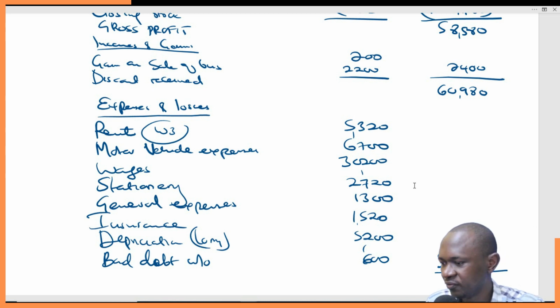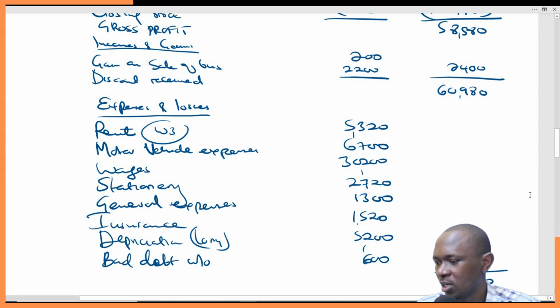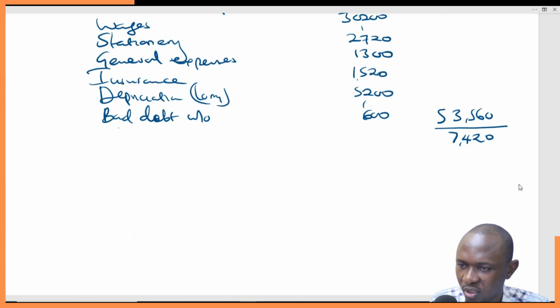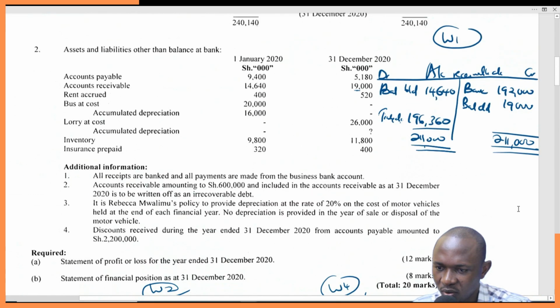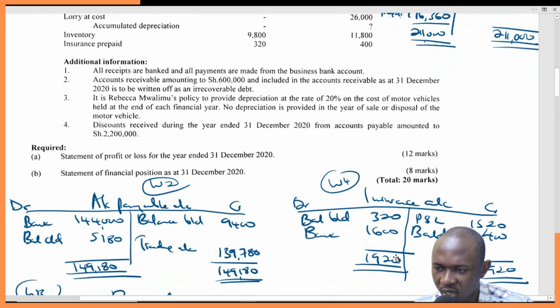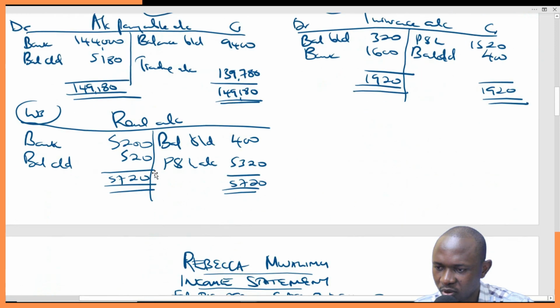This gives us 7420. 7420 as our net profit. So this becomes our net profit. Just like that. That's how you go about it. So we are done with the first part because they just wanted a statement of profit and loss for the year ended at first. So we are going to the second part, statement of financial position.